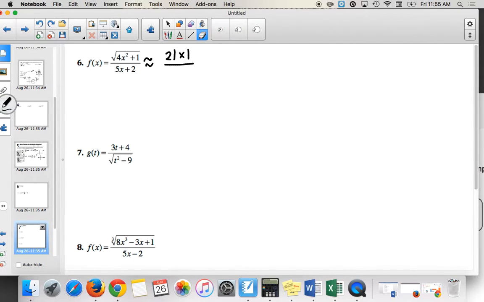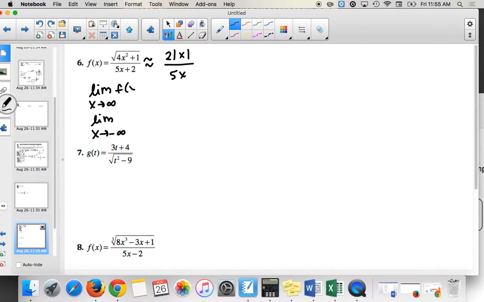On the bottom, we have 5x. So now we're thinking, well, what happens as I plug in a big positive number and a big negative number? Negative infinity. All right, what do we get for the positive one? Not 0. 2 over 5, right? So if I even think about plugging in 100.